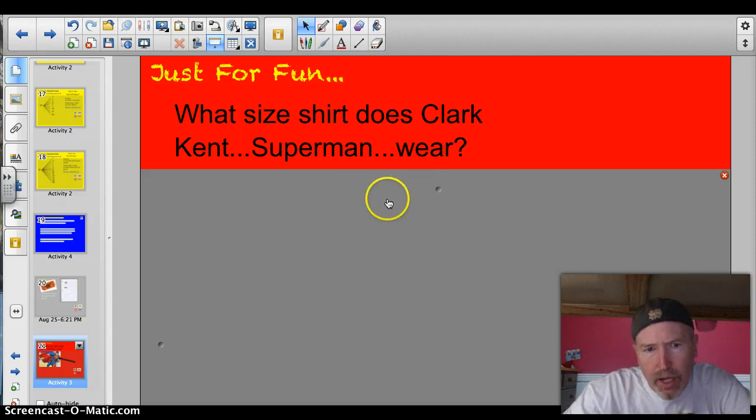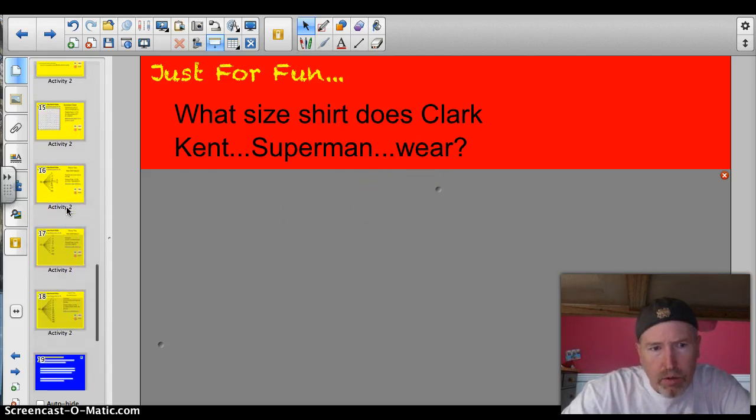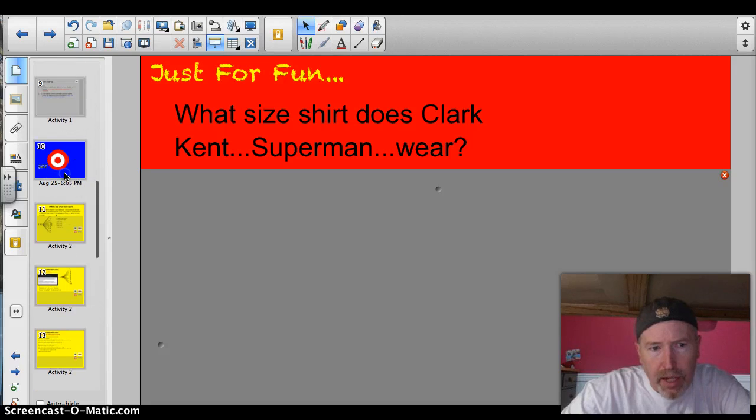The trivia question for the day: what size shirt does Clark Kent or Superman wear? Let's get back to the target officially.